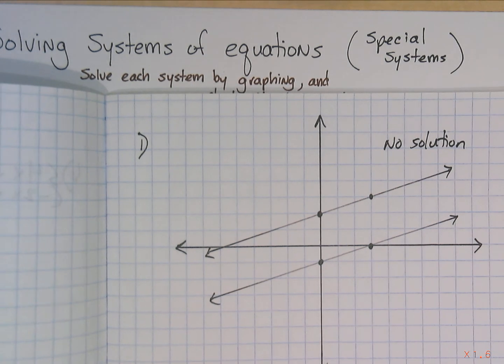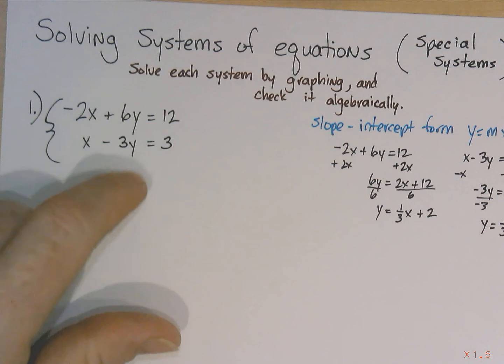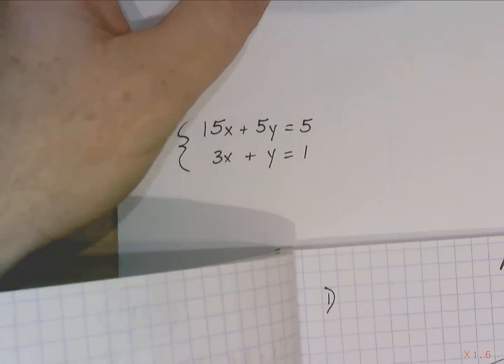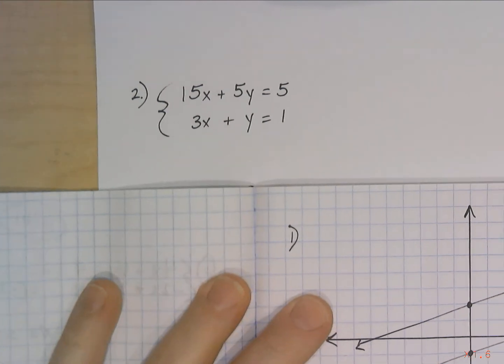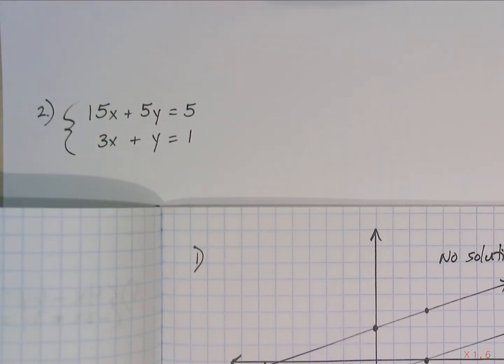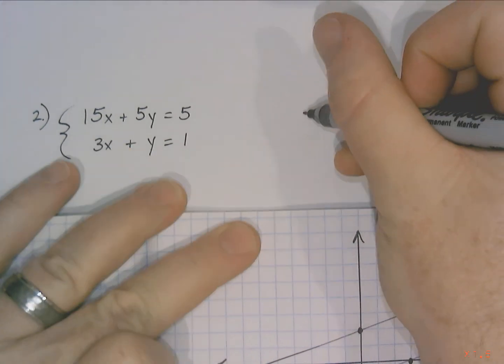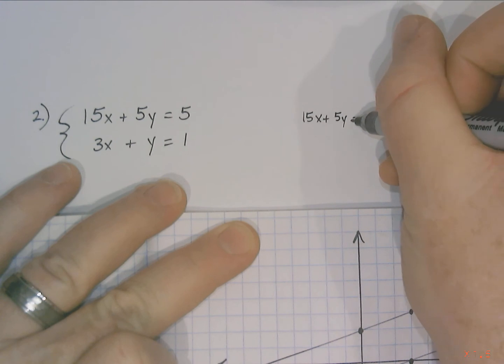Okay. On number 2, we'll come back and solve the first one algebraically in a second. Let's just take a look at this using graphing for a second. All right, so same thing, slope-intercept form for number 2. We're going to take the 15x and put it on the other side. So let me write it up like we have it here, so that we don't lose anybody.